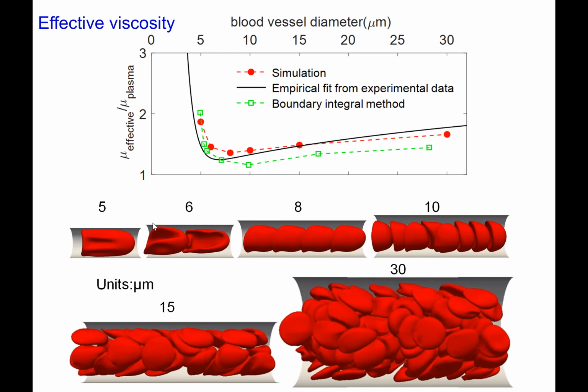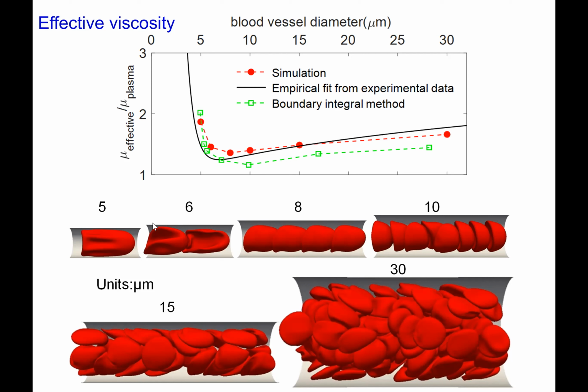We also compare our numerical simulation results with the boundary integral method, which is shown as the green points. As you can see, our approach can also capture the effective behavior of red blood cells in blood flow. The bottom figure shows the cell deformation in tubes with different diameters: 5 micron, 6 micron, 8 micron, until 30 micron.